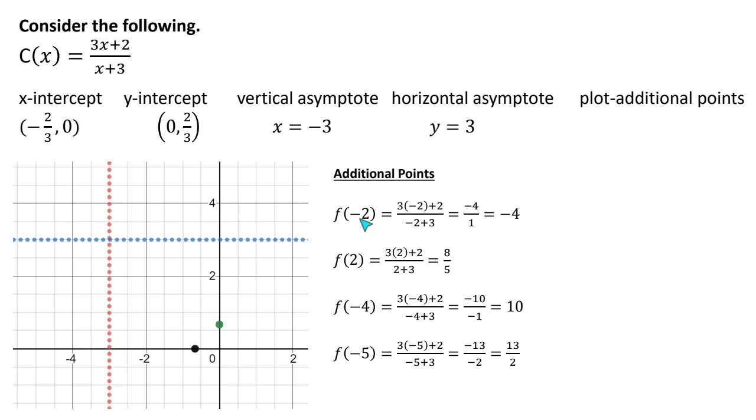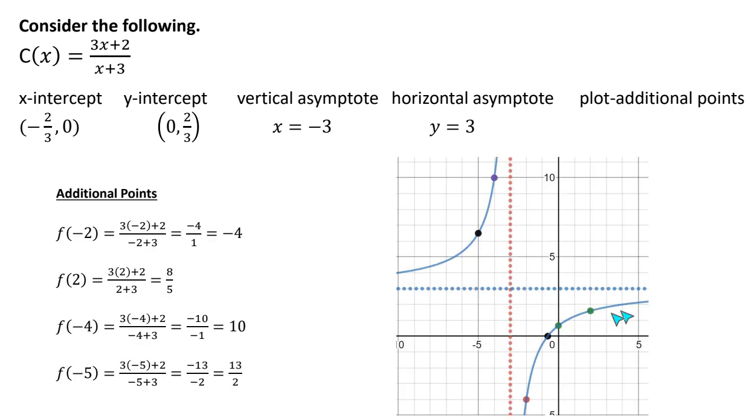So if I pick -2, I get -4. If I pick 2, I get 8/5. If I pick -4 on the left side, I get 10, and -5 gives me 13/2. So if we plot the points, then we end up with this graph. Okay, if you have any questions, just let me know, or you can put it in the chat. I think I have one more.